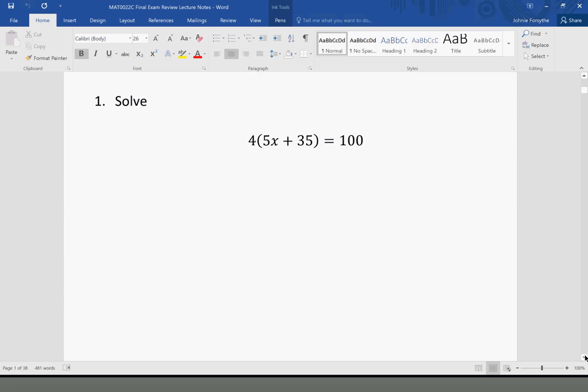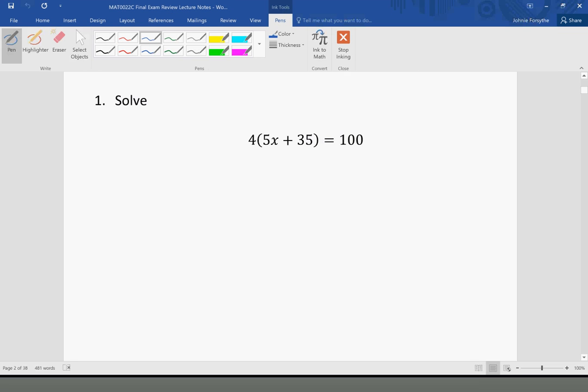Okay, so we're going to begin with solving this equation. To solve this equation, the goal is to solve for the variable, get x by itself. So before we can do that, we need to simplify each side of the equal sign and then isolate the variables. So on the left, we want to distribute this 4. We have 4 times (5x plus 35) equals 100. So we're going to start by distributing the 4.